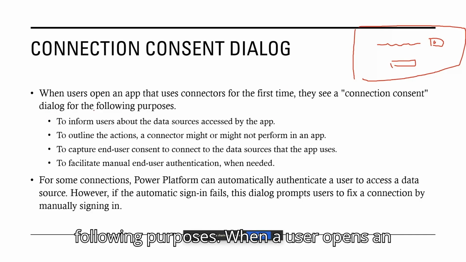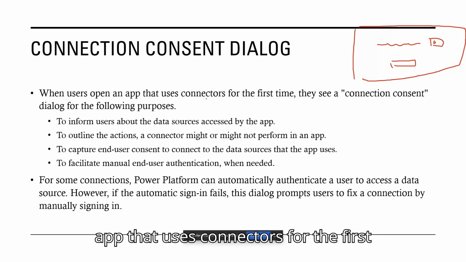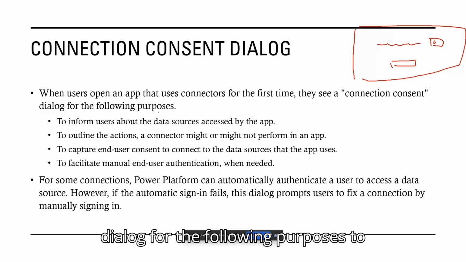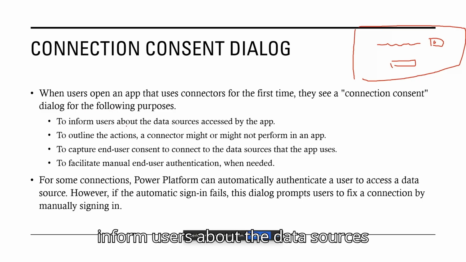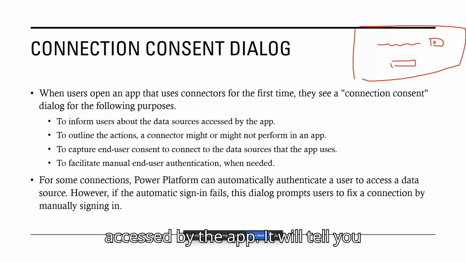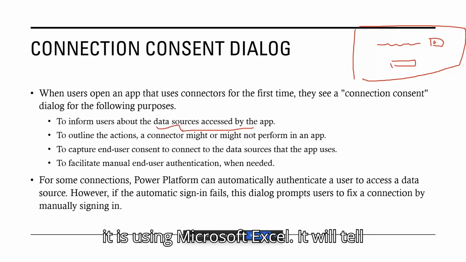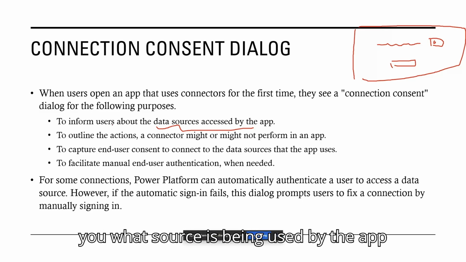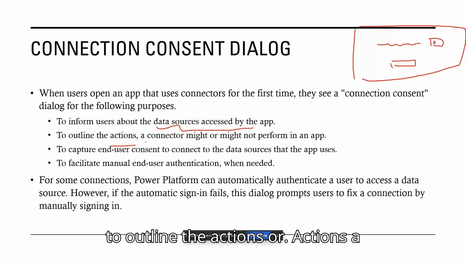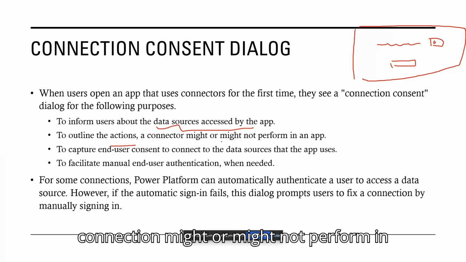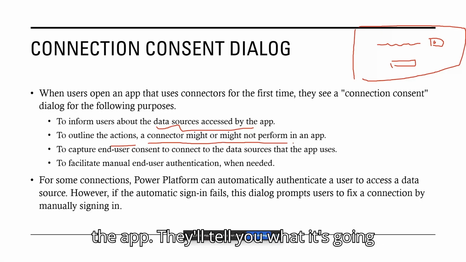When a user opens an app that uses connectors for the first time, they see a connection consent dialog for the following purposes: to inform users about the data sources accessed by the app. It will tell you, for example, that it is using OneDrive or it is using Microsoft Excel. It will tell you what source is being used by the app, to outline the actions a connection might or might not perform in the app. To tell you what it's going to do in the app.